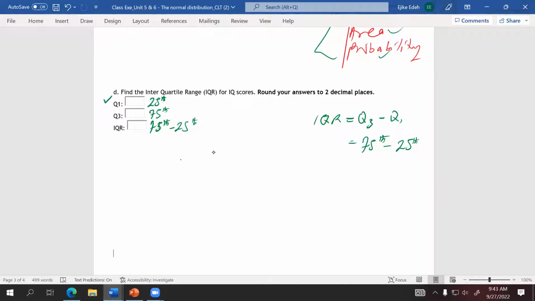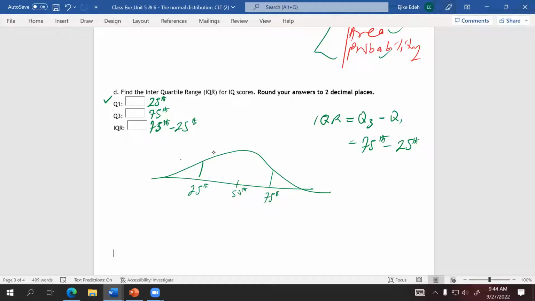So if we should draw again or sketch our normal distribution, this is the middle, which will be the 50th percentile, right? Maybe the 75th percentile might be somewhere here, and maybe the 25th percentile might be somewhere here. So the question is about the percentile, the percentage of the shaded area.